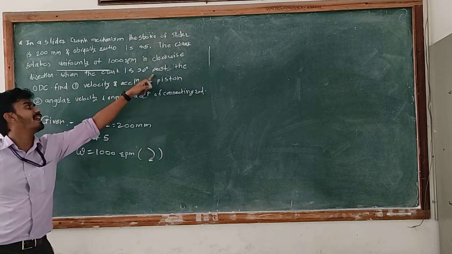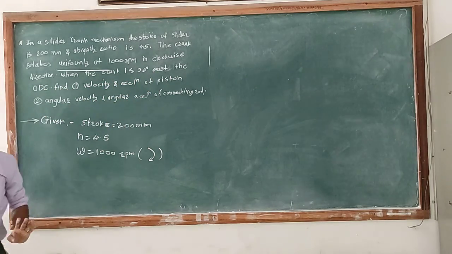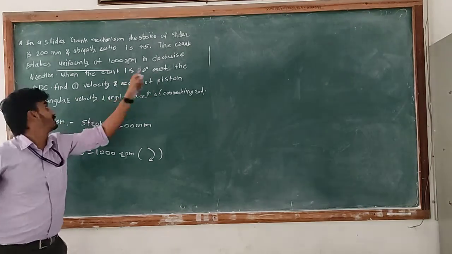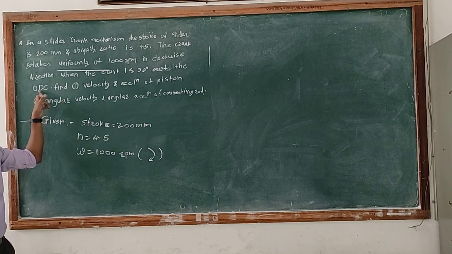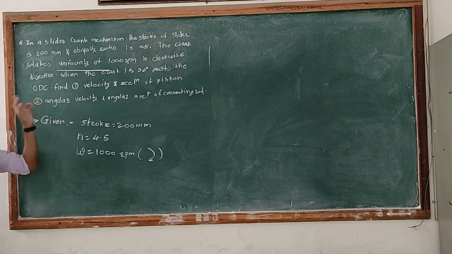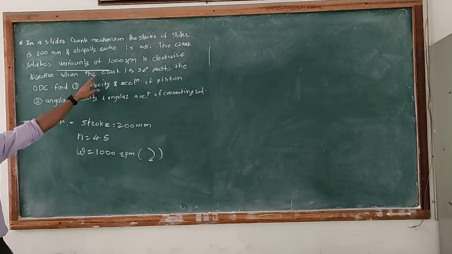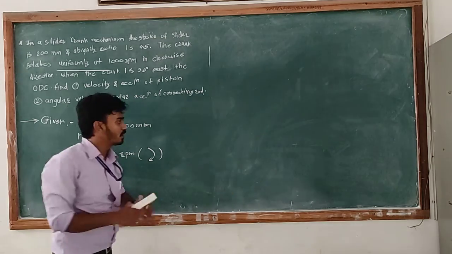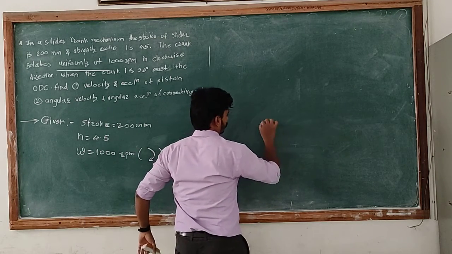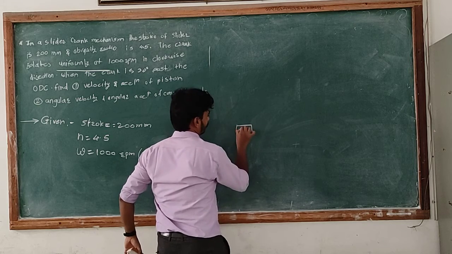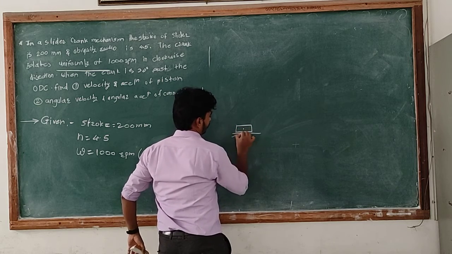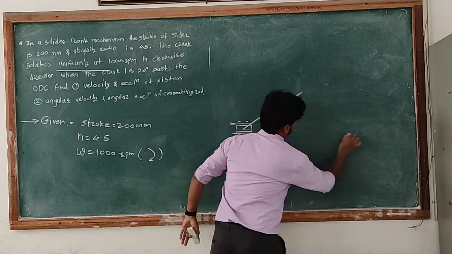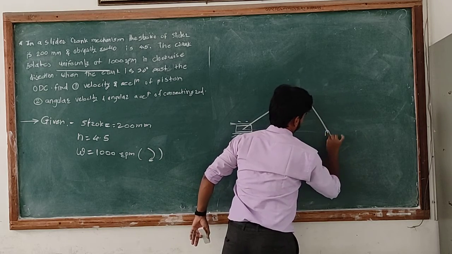When the crank is 30 degree past the outer dead center. What does this mean? The crank is 30 degree past the outer dead center. Okay, let's see. So this is our slider. It will slide in this. This is our connecting rod. This is our line of action, and this is our piston.